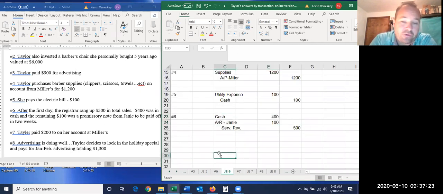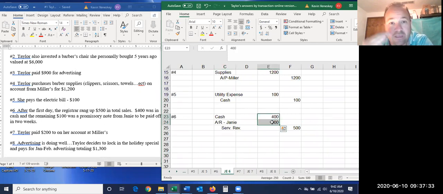And then the journal entry will look like this. We have our debits at the top, both debits. I usually like to put them in order of the numerical value, but that is not a requirement. You do not have to do that. You do have to put debits first, but you could have put AR Janie first. I just like to keep them in numerical order.